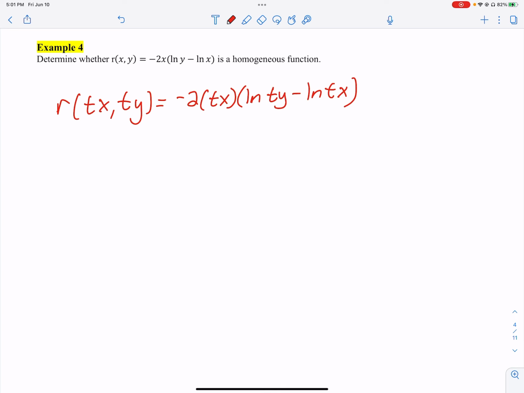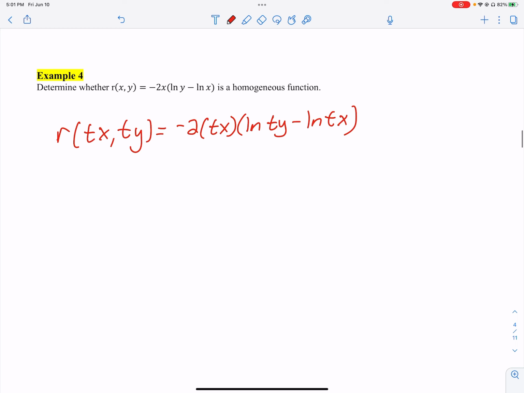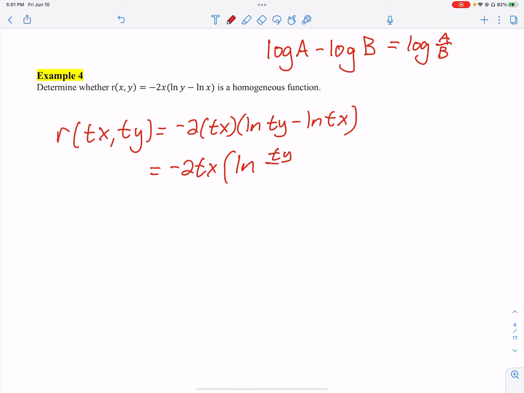Okay, there's a logarithm rule. I don't know if you recall. Log of a minus log of b, as long as it's the same base, base 10 or ln is the same base, we get log of a divided by b. So we can actually rewrite this. Negative 2tx times, this is going to be ln ty over tx, using that logarithm rule. This is negative 2tx times ln y over x.